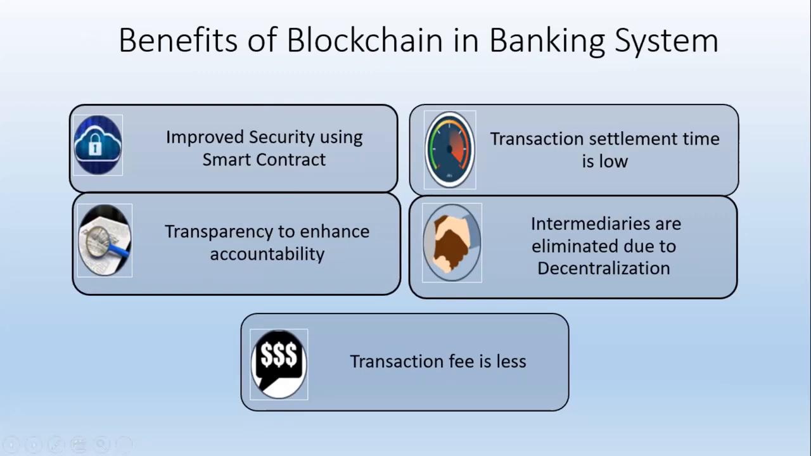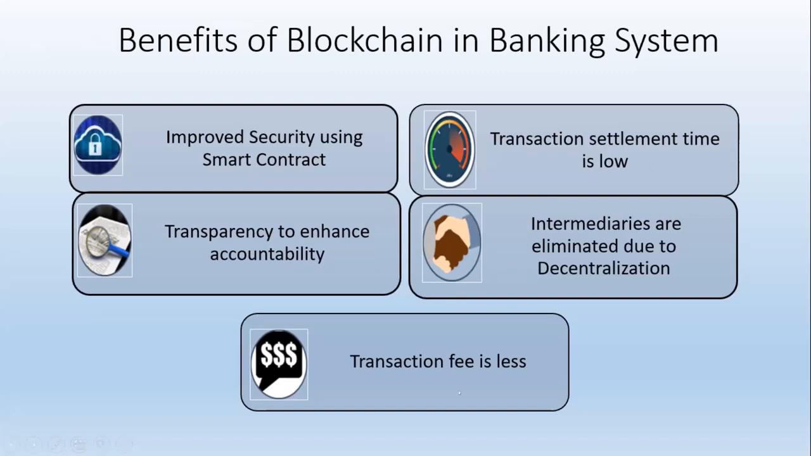Every transaction is recorded here, converted into a block, and added into the chain of blocks. So who sent money to whom, when, what is the time, how much money, everything is recorded here. So transparency is achieved. And since it is automatic and faster, transaction settlement time is low. And then intermediaries are eliminated because it is completely decentralized.